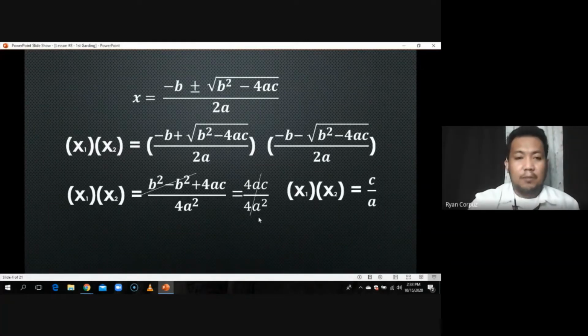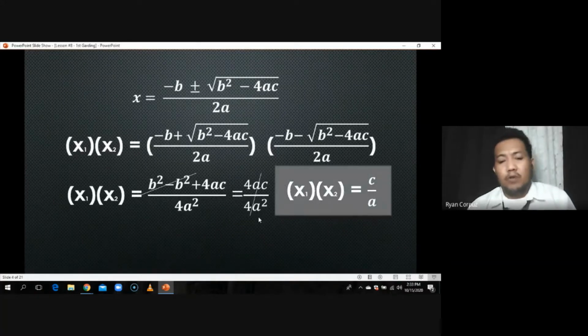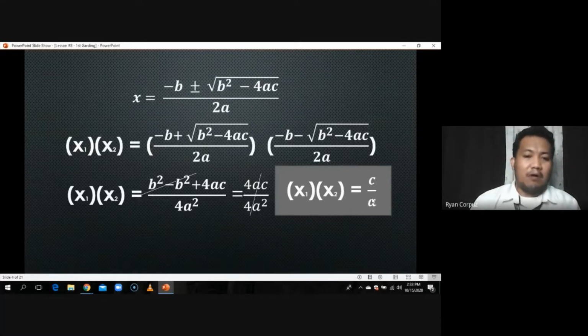So if we are going to multiply the roots, or if we're going to get the product of the roots of a given quadratic equation, all you have to do is to apply yung product of the roots, which is equal to c over a. So paano yun? In a given quadratic equation, all you have to do is to simply locate the value of c, or the constant term, to be specific, over the numerical coefficient of the quadratic term. So just divide it, then you'll come up with the product of the roots of a given quadratic equation.